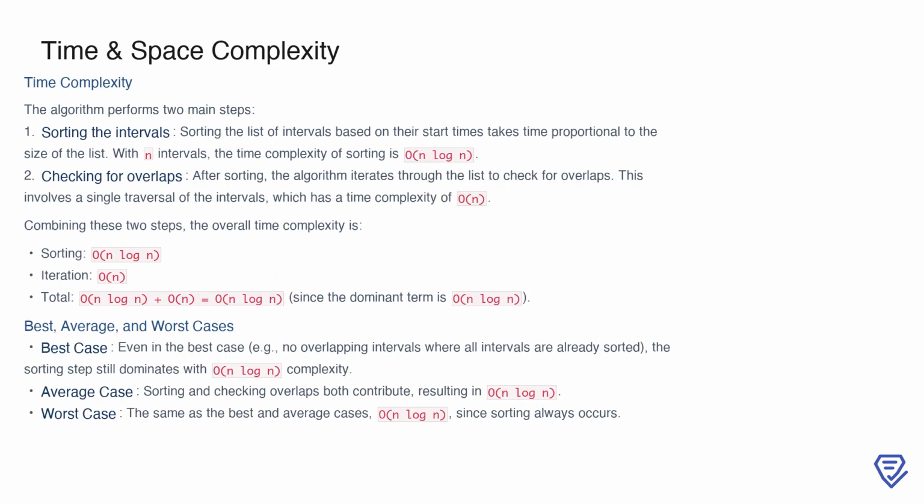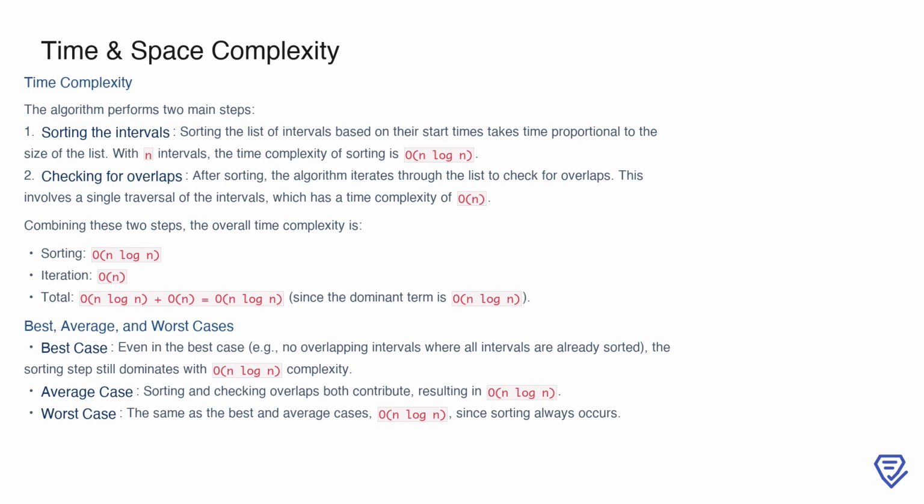To understand the time complexity of this algorithm, we need to break it down into its two main steps. First, we sort the intervals based on their start times. Sorting a list of size n takes O(n log n) time, which is the costliest operation here. Then, we perform a single traversal of the sorted intervals to check for overlaps. This traversal is linear, taking O(n) time.